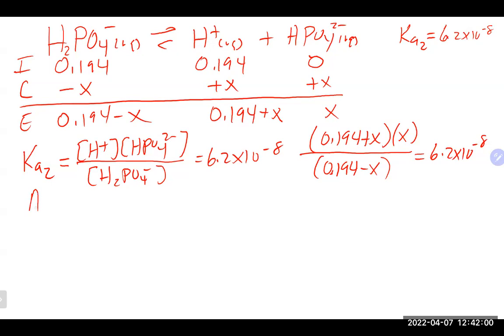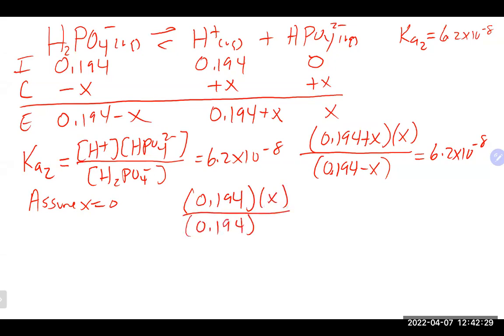Might as well continue my streak of assumptions here and assume that x is equal to 0. That's going to get rid of all the x's except for the x that's by itself. We don't get rid of the x by itself because any change there, starting from 0, is significant, right? So if you start at 0 and you make anything, that's a pretty big change. So that's why we can't get rid of it. That's going to reduce this down to 0.194 times x divided by 0.194 is equal to 6.2 times 10 to the minus 8.